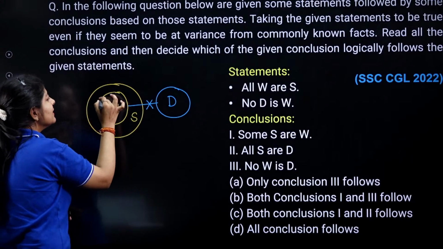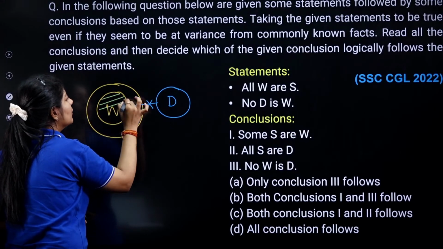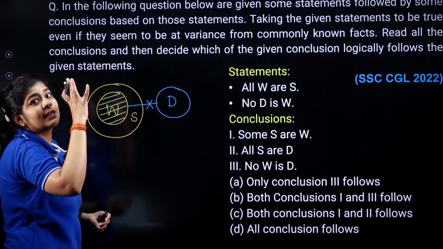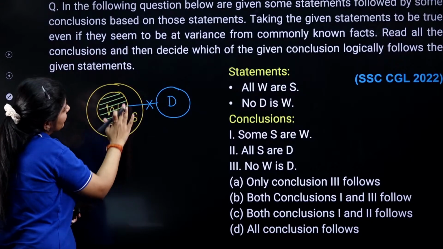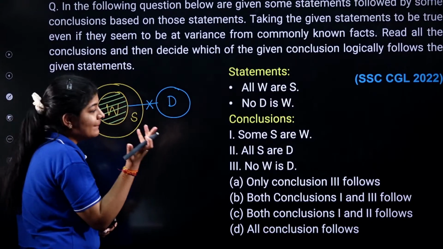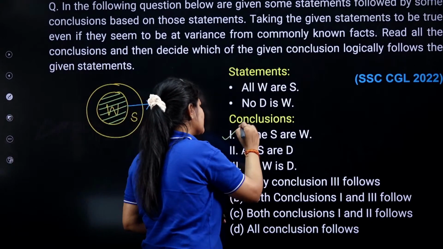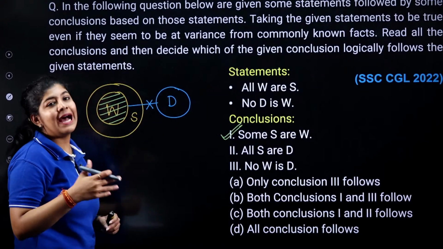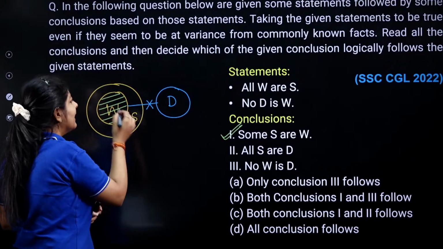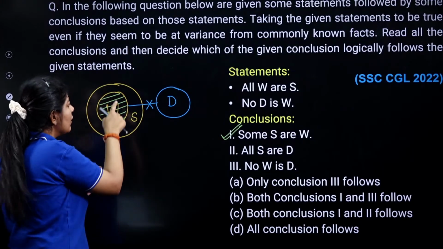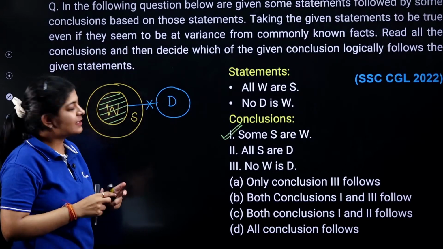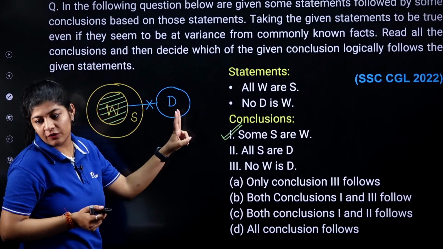Why? Because this part of W is also part of S and it is not covering the complete S. So we can say that this common part is nothing but some part of S. So the first one is true. Next, all S are D. Can we say that? No. How? Because this W can never be a part of D, right?